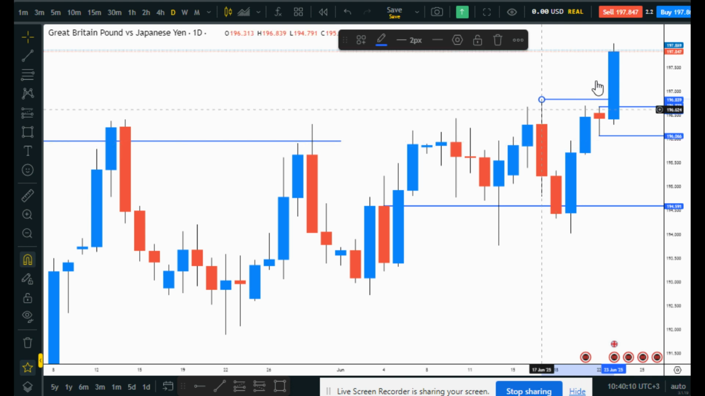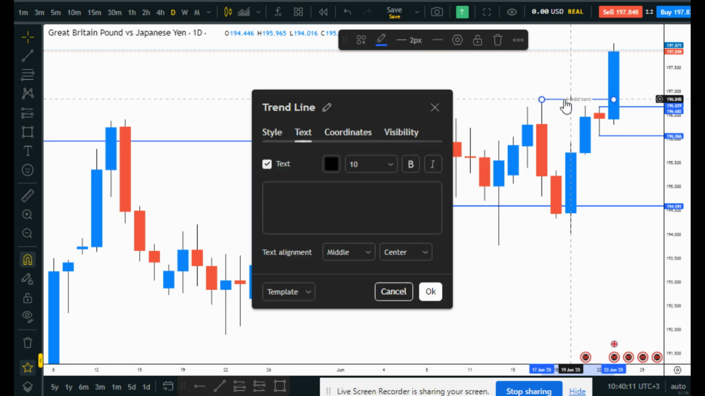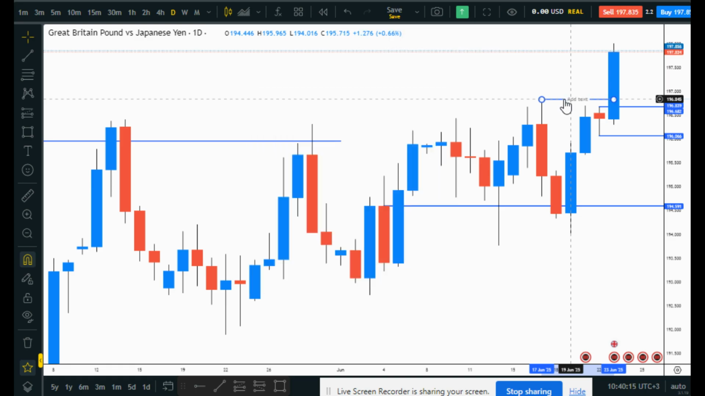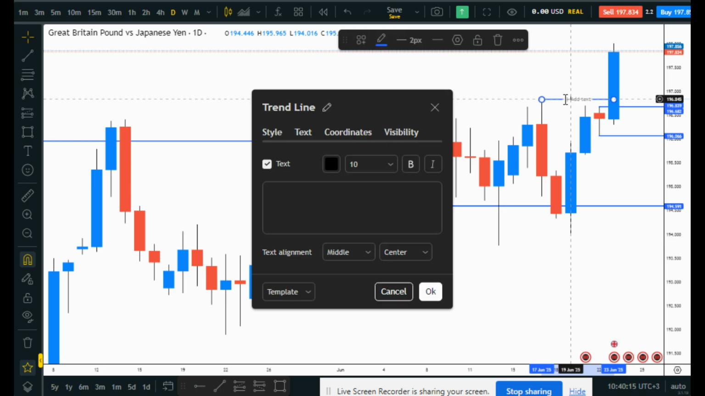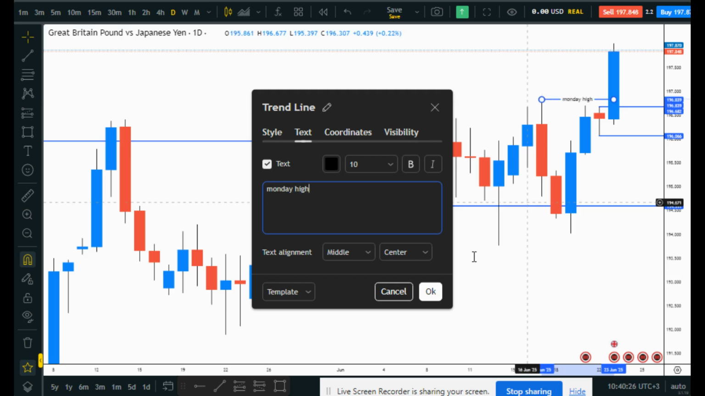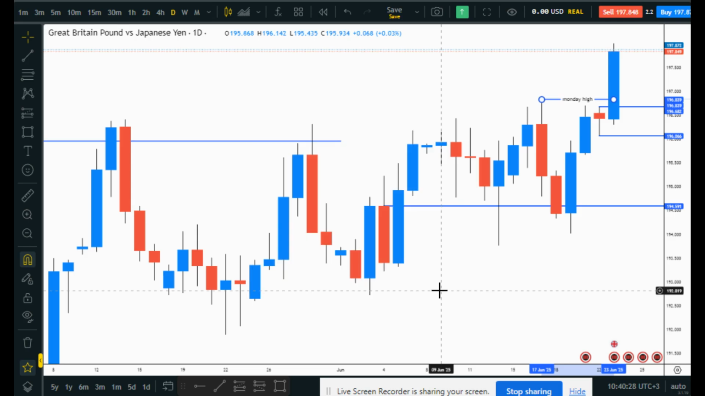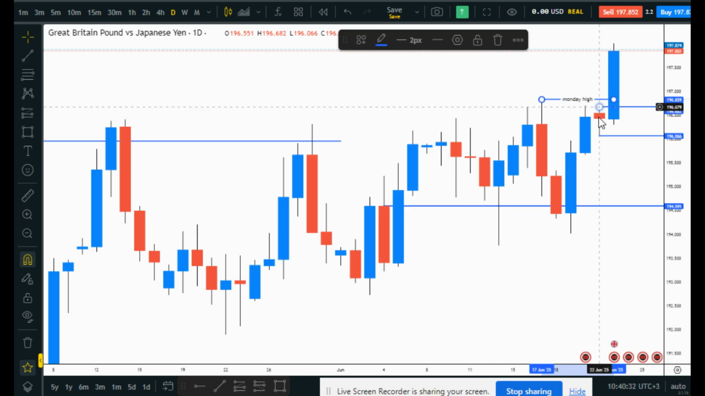So let's mark this one as, sorry, my internet is kind of slow. Let's write it Monday high. So this was the high created from Monday, and what I want to do is to check the candlestick inside the candlestick of Friday, so that I can get the entry of today.